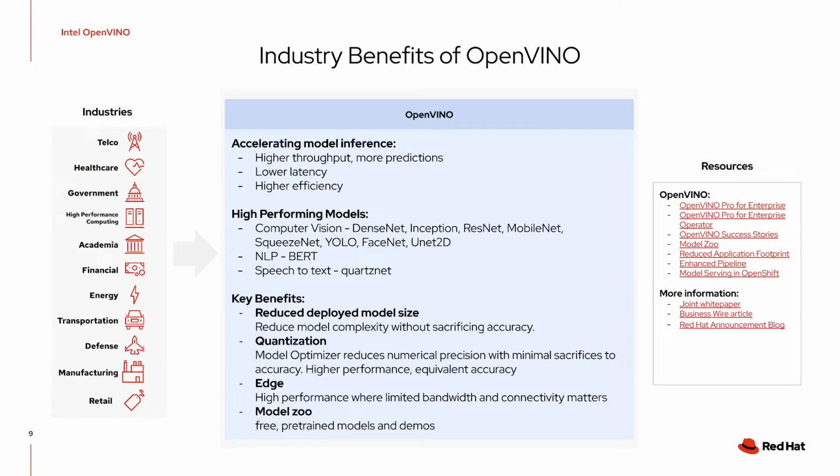And there's no end to the different industries that can benefit from OpenVINO. All of these in telco, healthcare, government, etc., can benefit from accelerated model inference. Increasing the computational efficiency of these models means higher throughput, lower latency, more predictions in the same amount of time. And additionally, it means you can now deploy models to the edge and have confidence that they will return results in a timely manner.